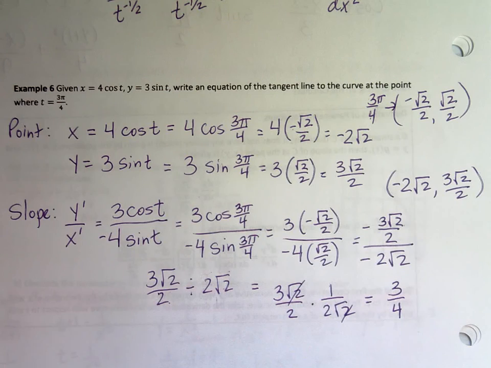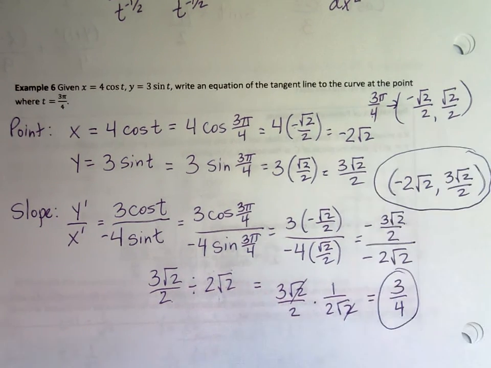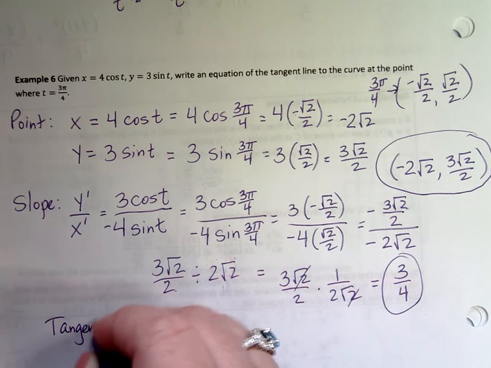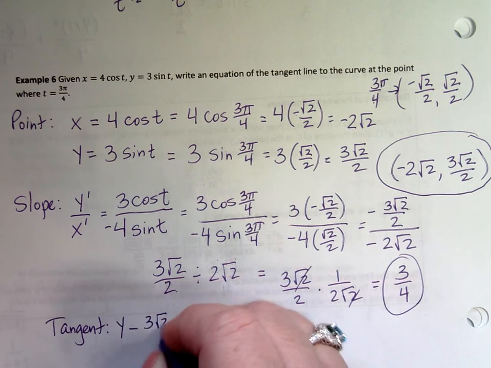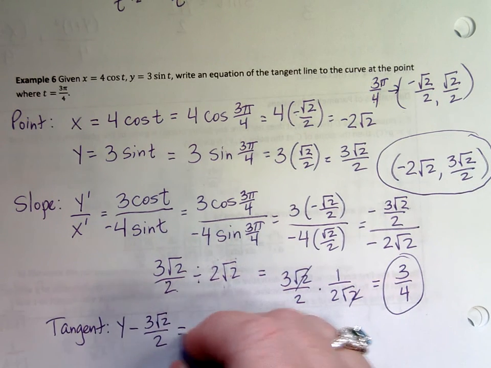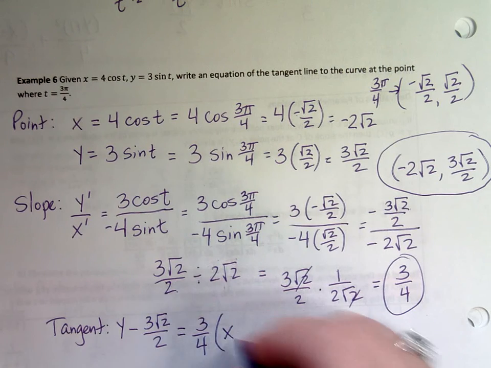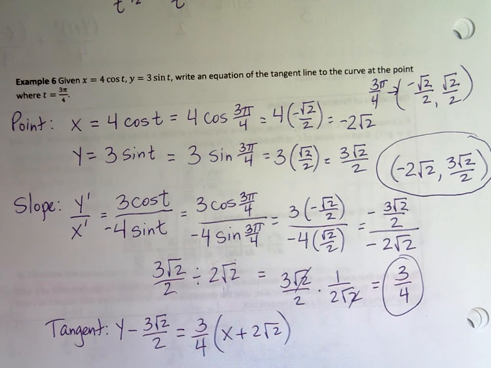So now that you have all your info, can you put together the equation of the tangent line? You've got your slope, you've got your point, and so you're going to just toss that together. So the tangent is y minus 3 square root of 2 over 2 equals your slope of 3/4 times x minus a negative, so plus 2 square root of 2. And there's the equation for your tangent line. So you've got to find the point and find the slope, and that's your story. All right, flipping again. Example 7.